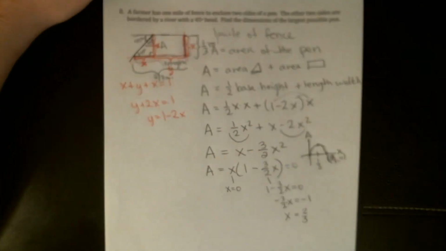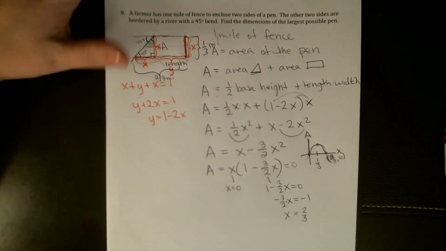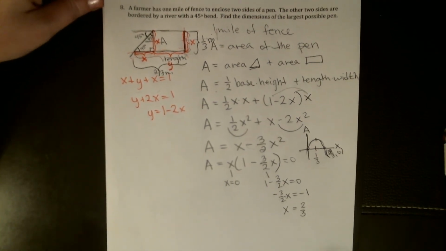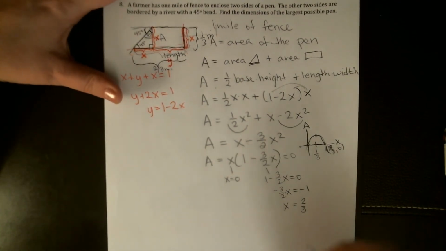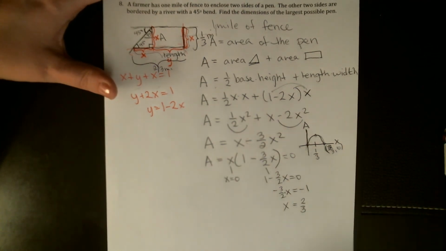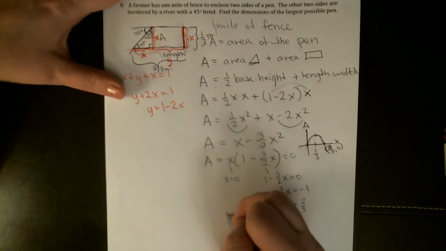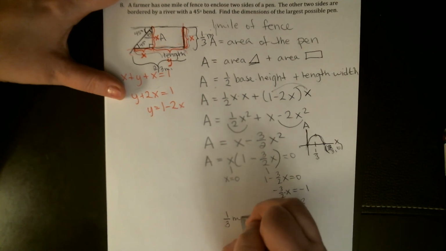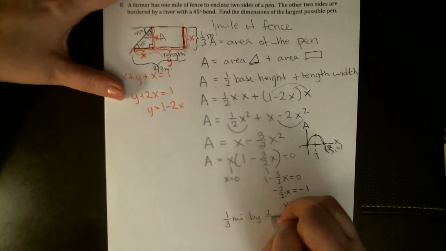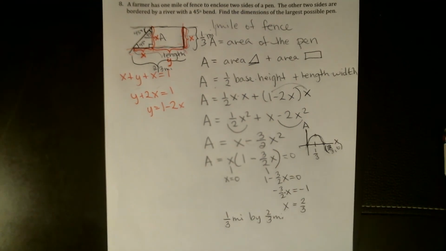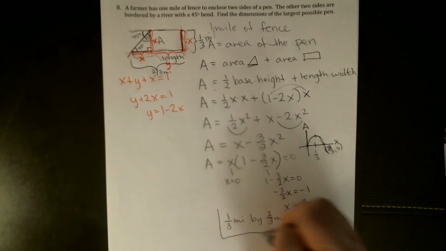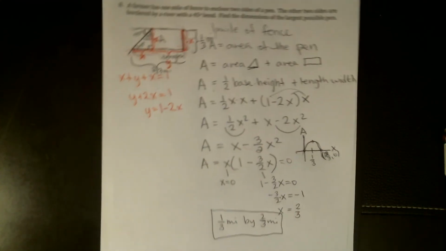Again, if you define variables or label clearly for me, I'll be able to tell what you got. But thinking about trying to give this answer in a way that's really useful, I think is great. So let's go 1/3 of a mile by 2/3 of a mile. And again, if you've defined your variables, I'll be able to tell which side was the 1/3 and which side was the 2/3.